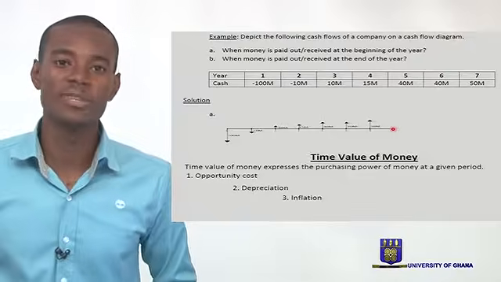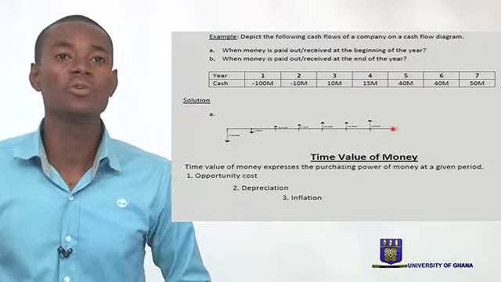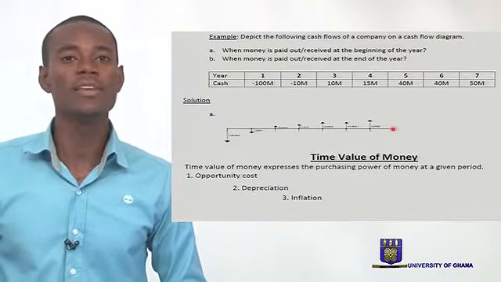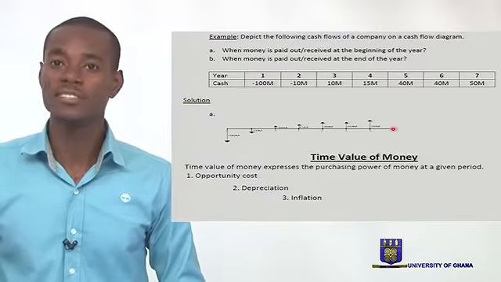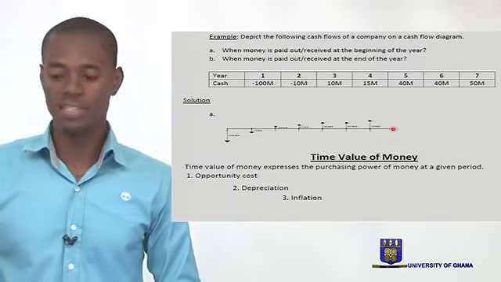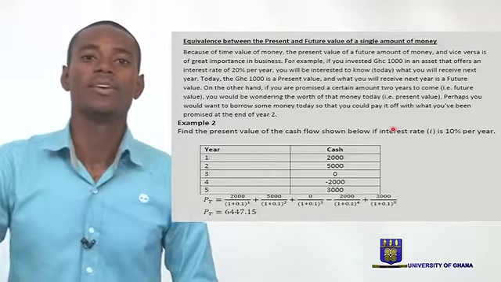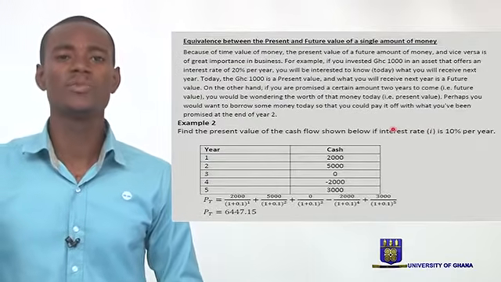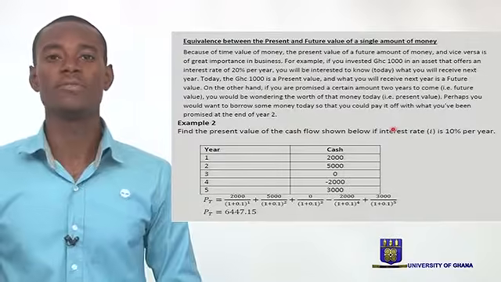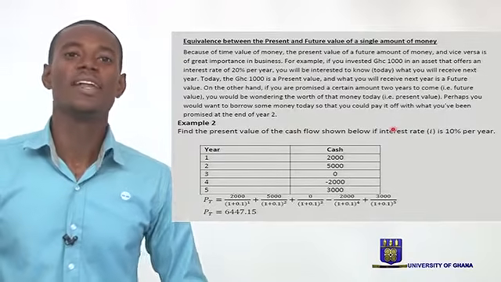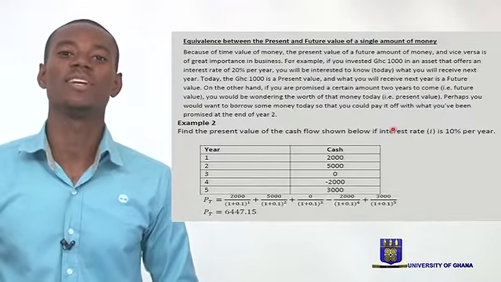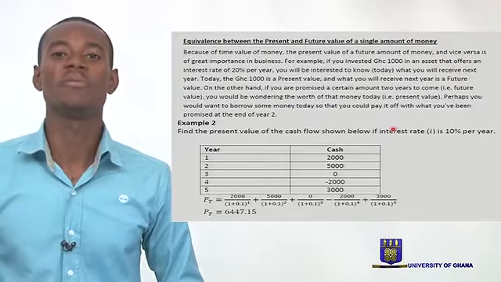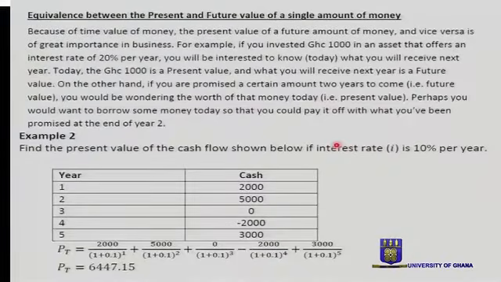Now you should understand that this is business math, and businesses have the sole motive of maximizing profits, and so any decision they would make regarding their funds, they would want to make the best decision as much as possible. There's a relationship between the present and the future. That is why we evaluate this. Now we say that because of the time value of money, the present value of a future amount of money, and vice versa, is of great importance in business.